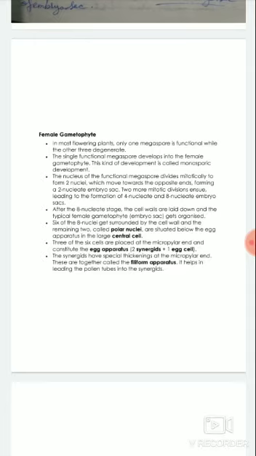gametophyte. In a majority of flowering plants, one of the megaspores is functional, while the other three degenerate. Only the functional megaspore develops into the female gametophyte, the embryo sac. This method of embryo sac formation from a single megaspore is termed monosporic development.